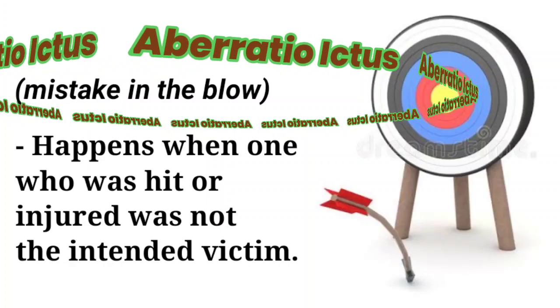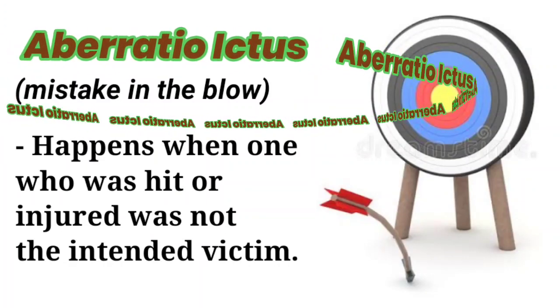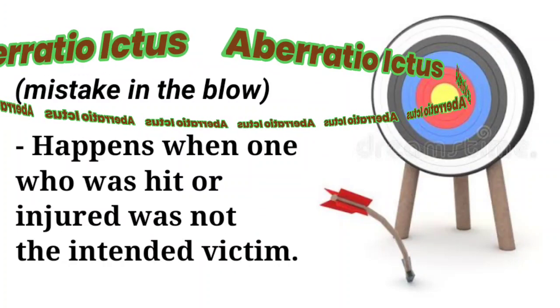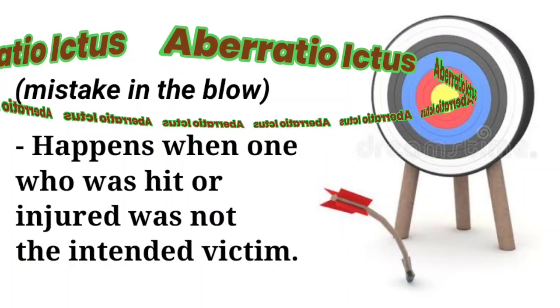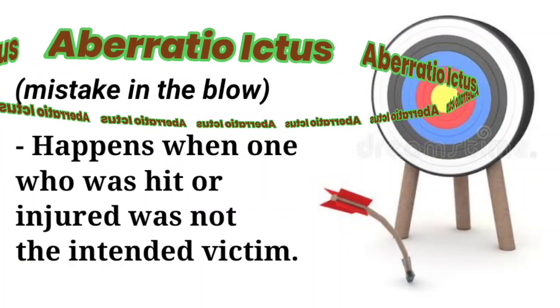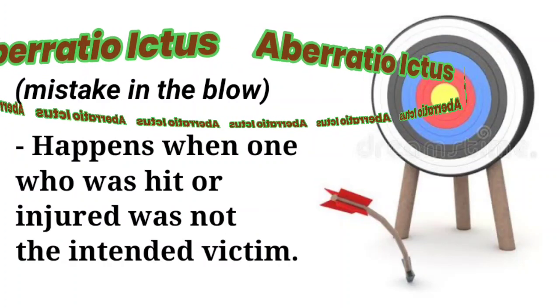Aberratio ictus happens when the person who was hit or injured by the offender was not his intended victim. For example, D with intent to kill shoots E, but E was not hit by the bullet, and the same bullet hit another person who died as a consequence. In this example, D may still be criminally liable for the death caused to the unintended victim. This is called aberratio ictus.